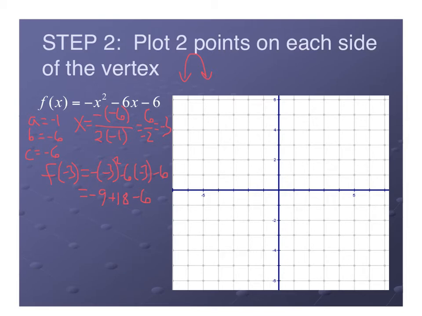So I have negative 9 plus 18. That's positive 9 minus 6. So positive 9 minus 6 gives me 3. So my vertex is negative 3, comma 3. Let's plot it.